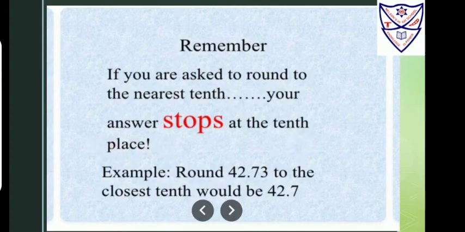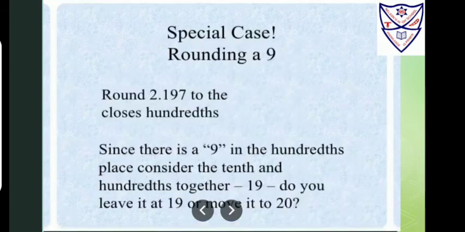Now remember, if you are asked to round to the nearest tenth, your answer stops at the tenths place. See here, round 42.73 to the closest tenth. Find your number on the tenths place. There is 7. Here we have to round on the tenths, so 7 is the tenths number. Now we will see the next number on the right. It is less than 4, so it will remain the same, just ignore. So the answer will be 42.7.